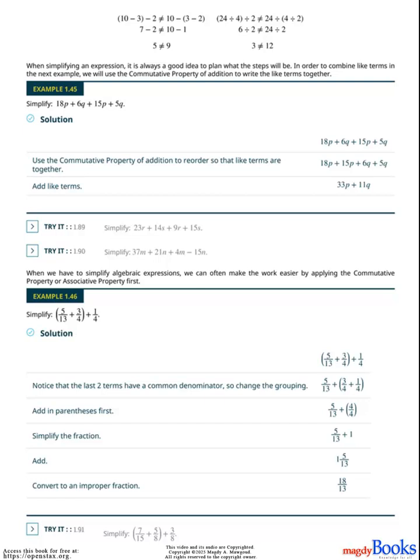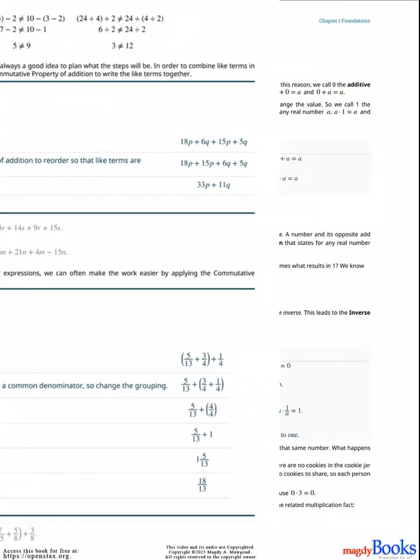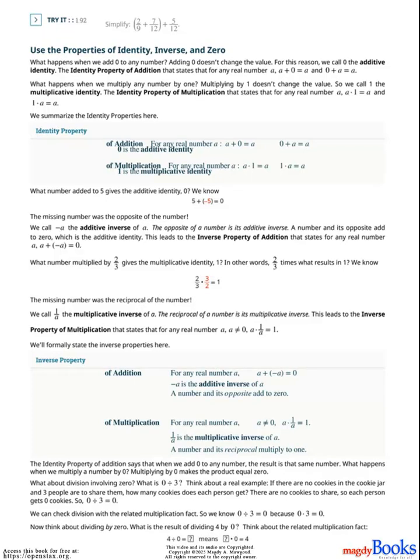Add 1 and 5/13. Convert to an improper fraction. 18/13. Try it 1.91. Simplify. (7/15 plus 5/8) plus 3/8. Try it 1.92. Simplify. (2/9 plus 7/12) plus 5/12.